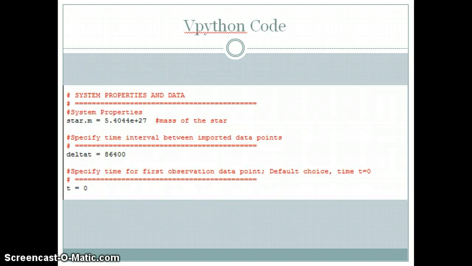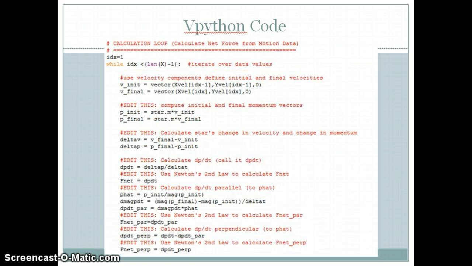As you see in this first bit of code, I have my star mass written in as 5.4044 e to the 27th, delta t, which is 86,400 seconds, and the initial time of t equals 0 seconds. And here is the while loop in my code. I have included the initial and final velocities and momentums, as well as the change in velocities and momentums. I have F net equal to dp dt, which is in turn equal to the change in momentum over the change in time, delta p over delta t.